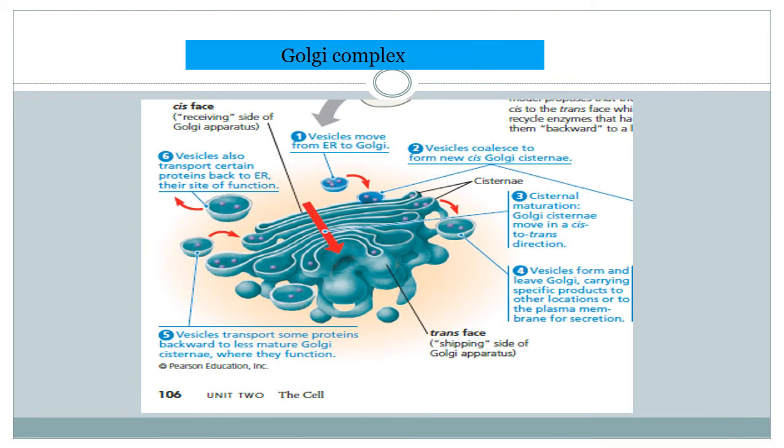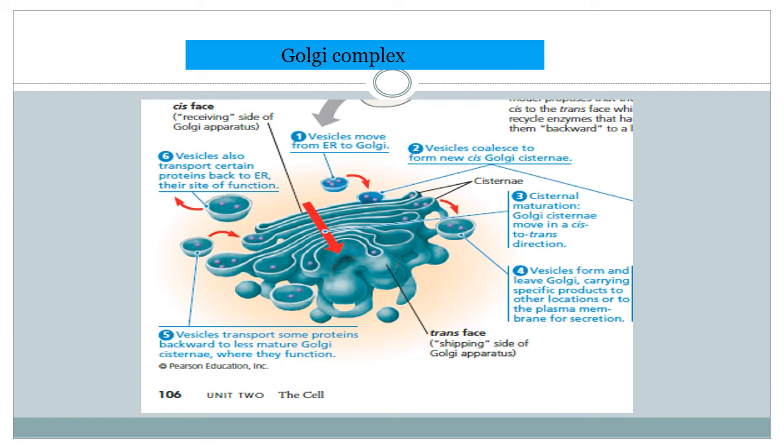Now here we see the Golgi apparatus or Golgi complex. This Golgi complex consists of flattened membranous sacs which are called cisternae, and it has a cis or receiving side of the Golgi apparatus and a trans face or shipping side of the Golgi apparatus. The cis face is located near the ER, or endoplasmic reticulum, and transport vesicles move material from the ER to the Golgi apparatus.